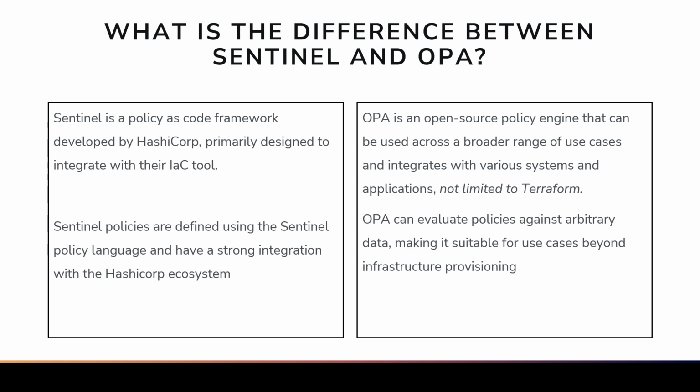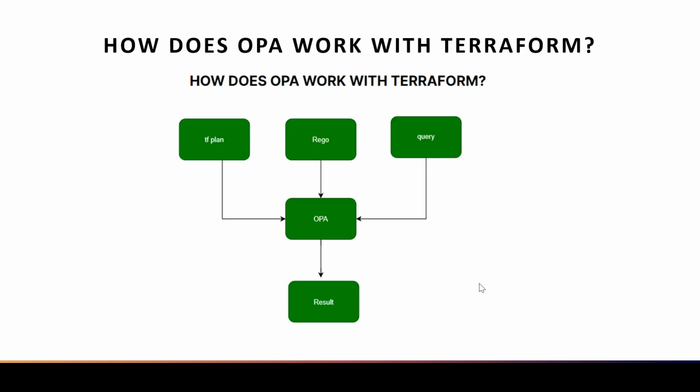So if you are concerned only with Terraform, where there is no additional scope and will not be in future, in that case Sentinel may be a good choice. Whereas selecting OPA will enable you to apply policy to Terraform and other things across the cloud stack. So this is how OPA works with Terraform.